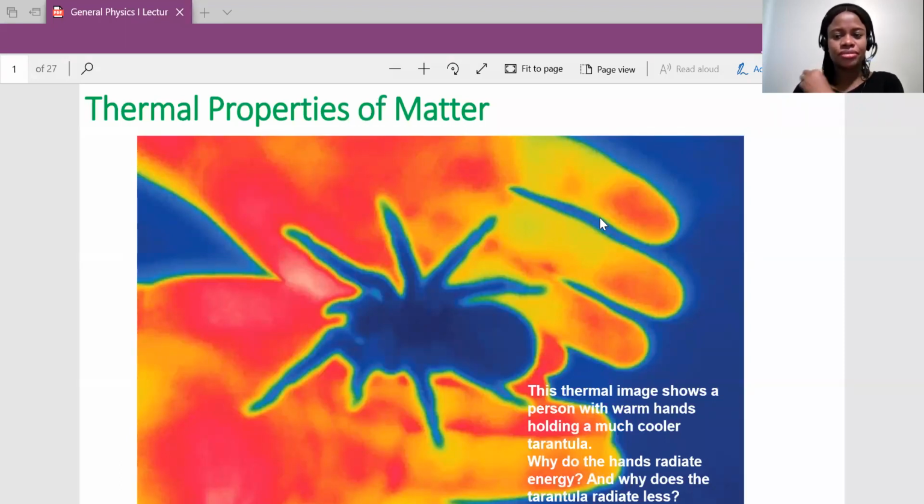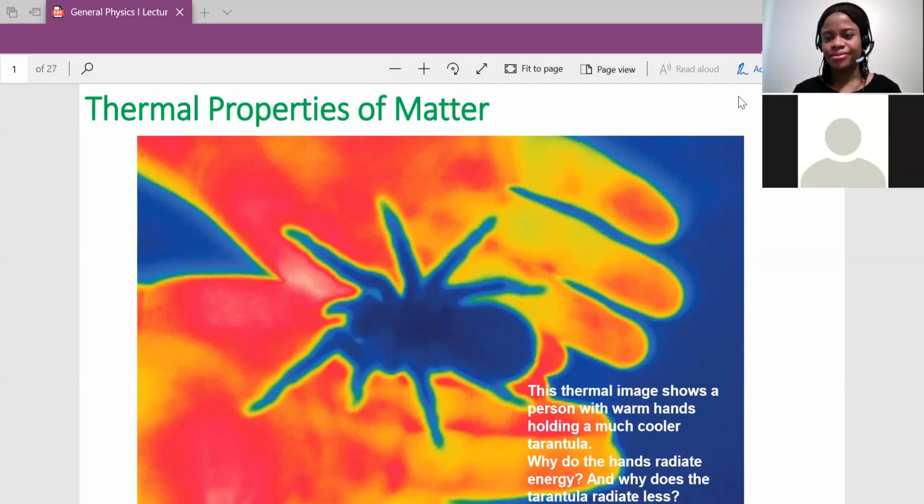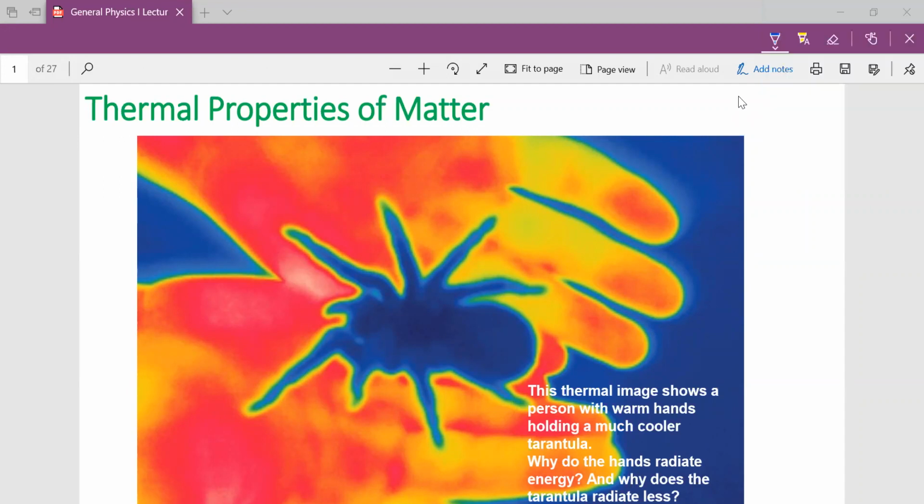Good morning, everyone. Can you hear me? Good morning. Yes, we can hear you, and we see thermal properties of matter. Okay, good. Thank you.